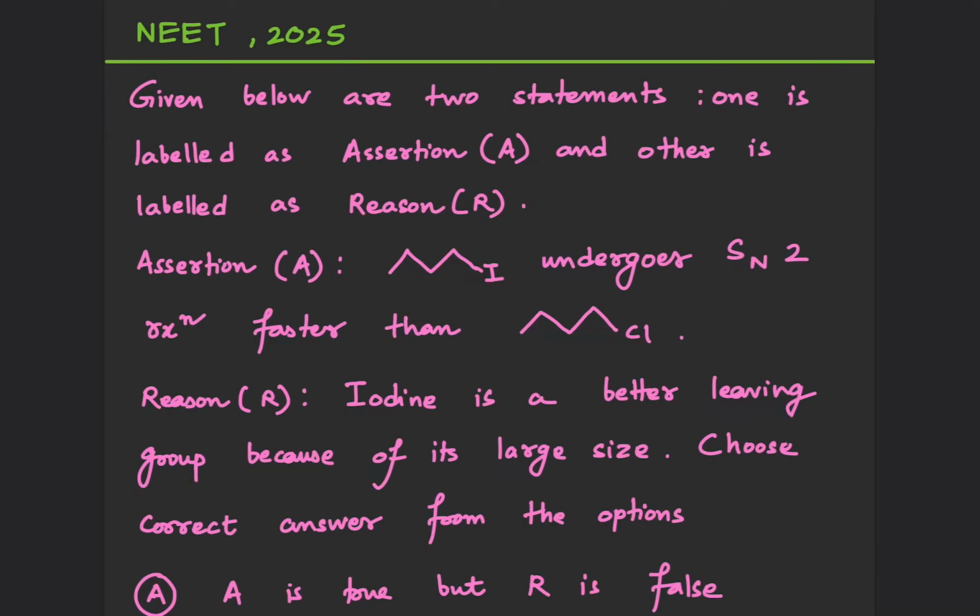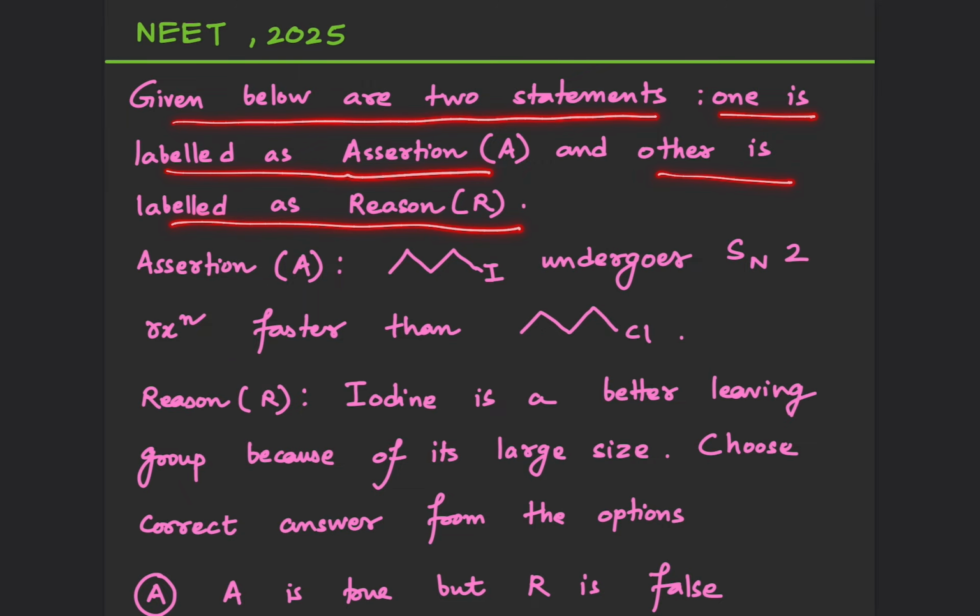Hello everyone. So this is a question from NEET 2025. Given below are two statements. One is labeled as assertion and the other is labeled as reason.